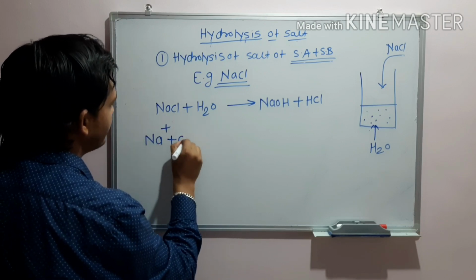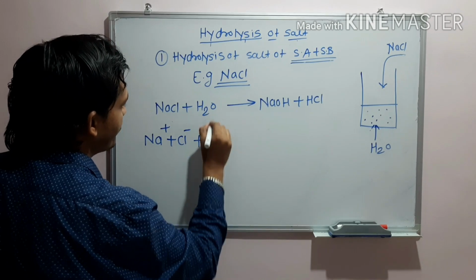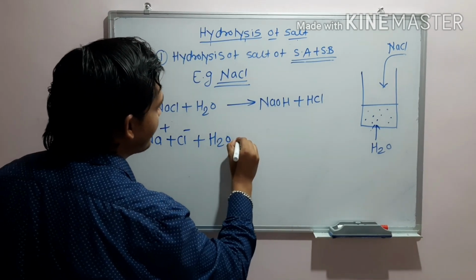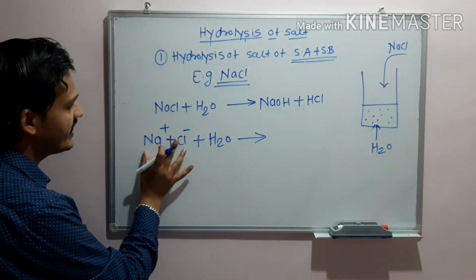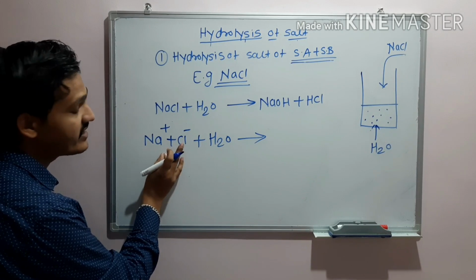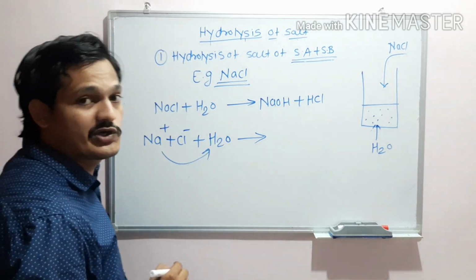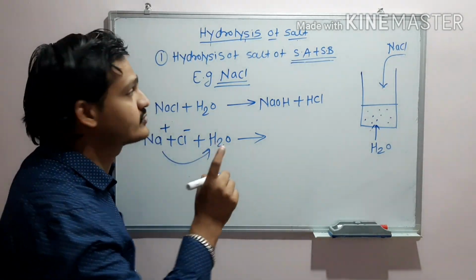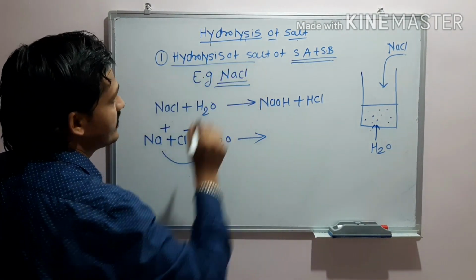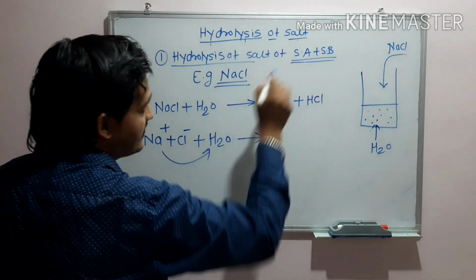Cation and anion react with water. Please remember my original definition: cation or anion, and both the ions react with water to form an acidic, basic or neutral solution depending upon the type of salt. These are the types. Type number 1: salt of strong acid and strong base.